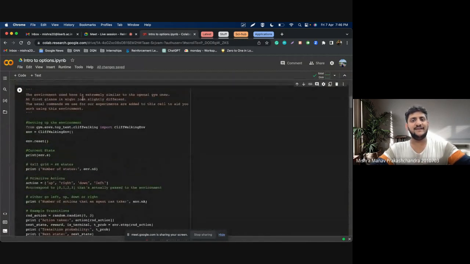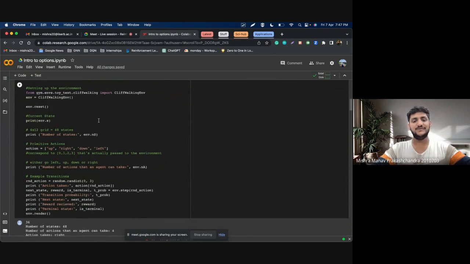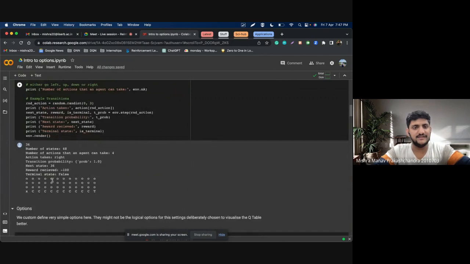Here, the environment is extremely similar to the OpenAI Gym ones. I haven't discussed OpenAI Gym yet, but my plan is to do it in the 12th week. At first glance it might look different, but the usual commands we use are added to this cell. We have the environment, which is the cliff walking example. When we did the SARSA and Q-learning part, we had a cliff world example, right? From OpenAI Gym, we imported that particular environment. I first print the number of states, which is 36 because it's a 12 by 3 grid. So these are the number of states that I have.